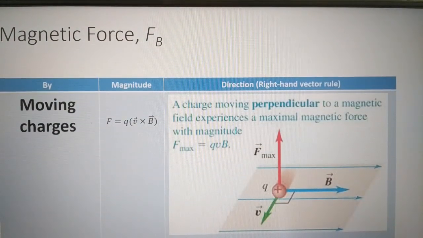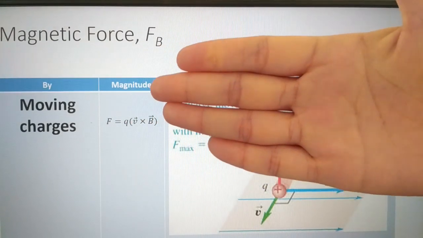Okay, next is this. Another positive charge. But this positive charge is moving with velocity in this direction, and it is inside the magnetic field, which is in this direction. So what's the direction of the magnetic force? Again, use your right hand vector rule.